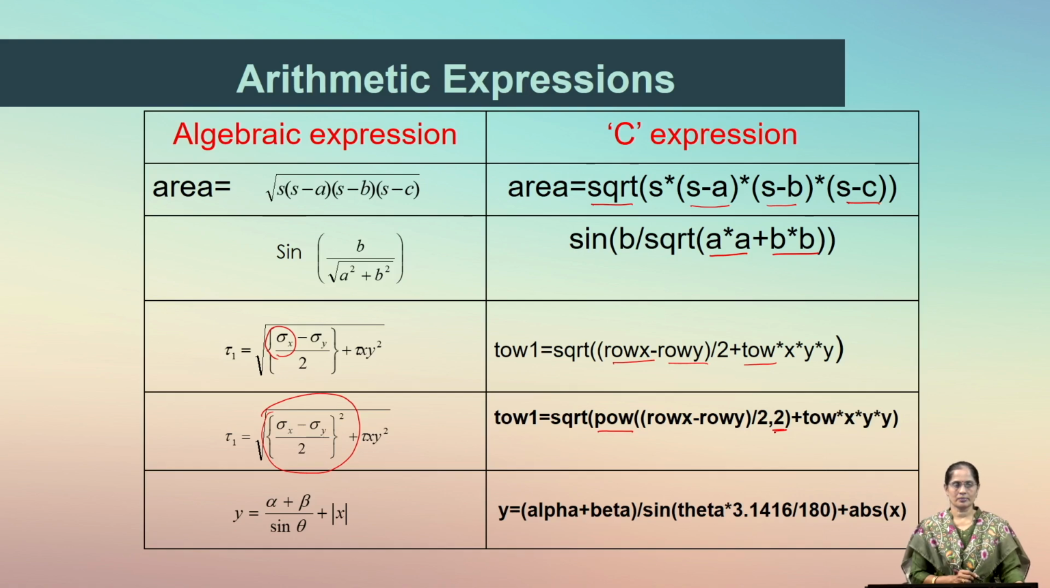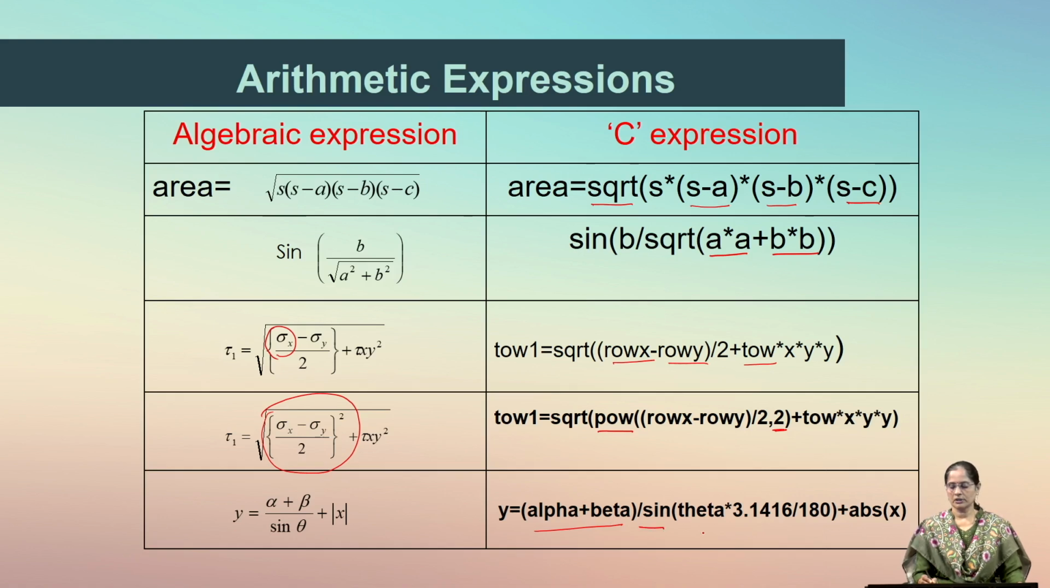And the last expression is y equal to alpha plus beta by sin theta. Again we do not have any C symbols to represent the alpha and beta values. So alpha and beta values should be stored in separate variables and used in the C expression.